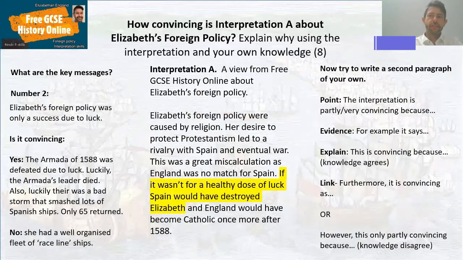Okay, now over to you. Have a go at the second idea. See if you can explain the second message. Okay, maybe pause the screen and give that a go. Right, good luck with it.